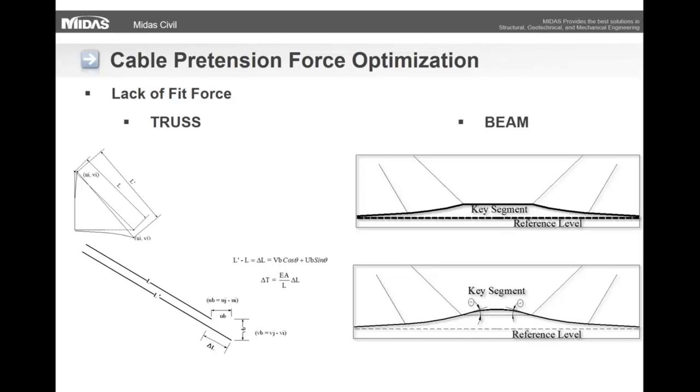You're going to use the lack of fit force function. So as you can see, assume that this is the cable, and this node is attached to the pylon, and this one is attached to the deck. When the construction stage goes to the end, the pylon will sway a little bit from left to right, right to left. In that case, the cable geometry will be different from the very first stage, so there is extra displacement taking place. The program will automatically calculate the displacement and the required pretension forces for you.